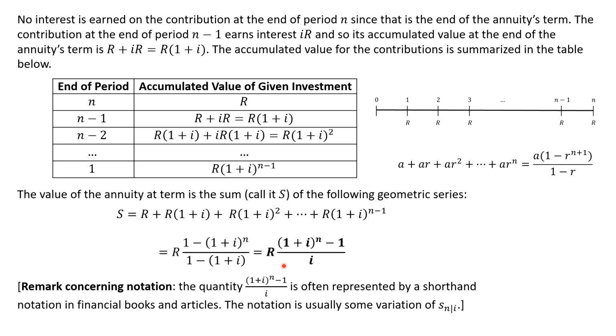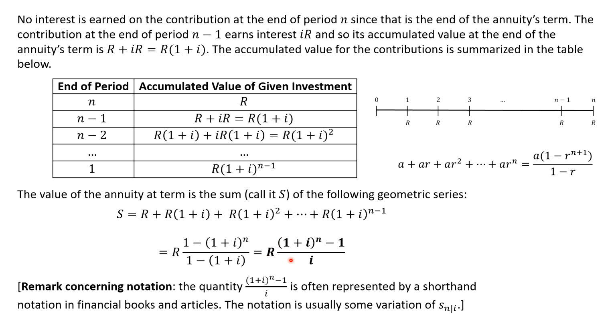So we plug things in, capital R for a. Then we have 1 minus (1 plus i) to the n, over 1 minus (1 plus i). So on the denominator, we get a minus i. And up top, we get this here. And I just brought the minus 1 up here, so I shifted the order. So this is the value of the annuity at term.